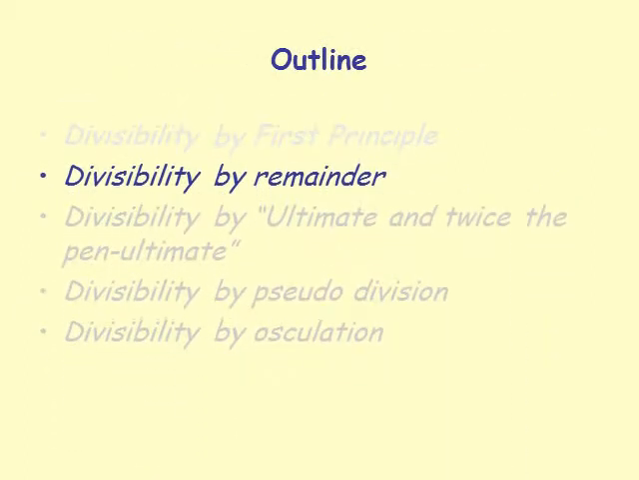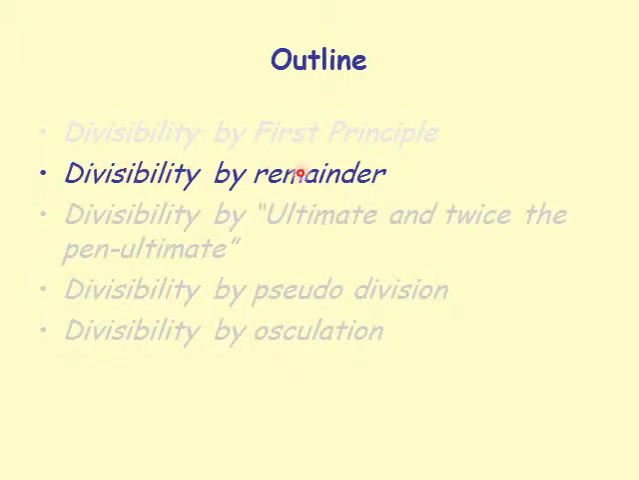Okay, let's go to the next section, and the next section is divisibility by remainder. So we'll try to find the remainder of the problem. When we are trying to divide a dividend by a divisor, we try to find the remainder and see if we can get a remainder of 0 or not.